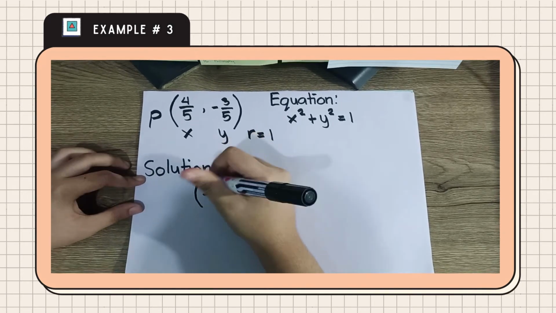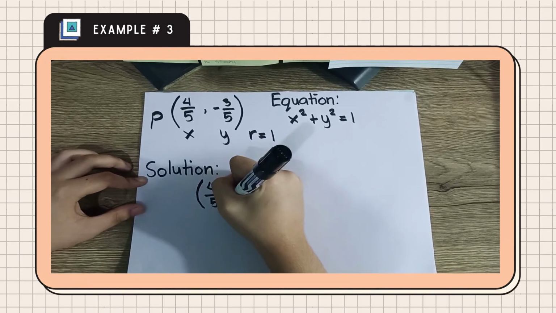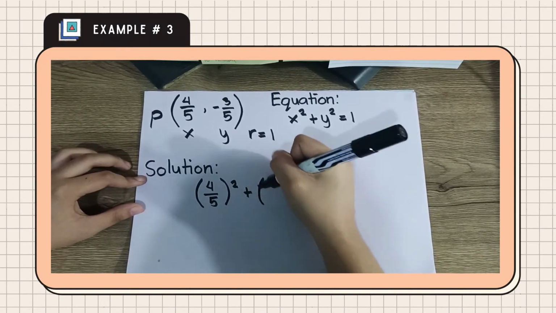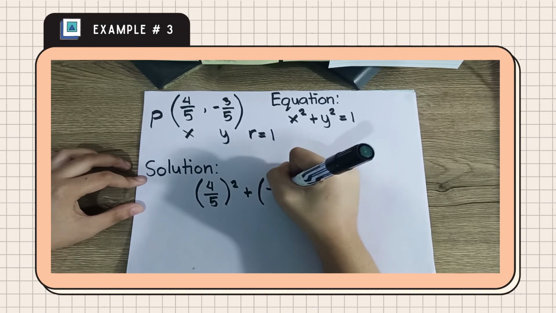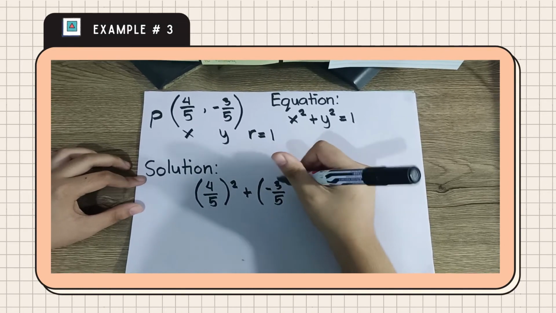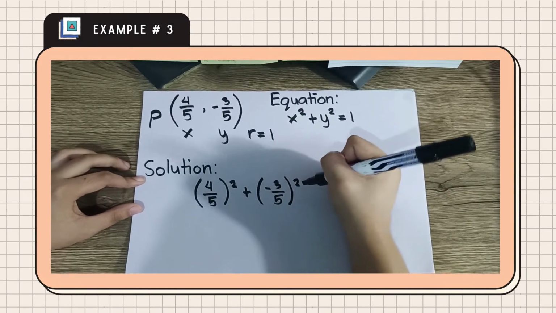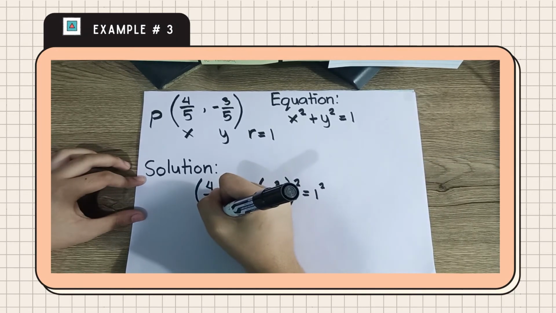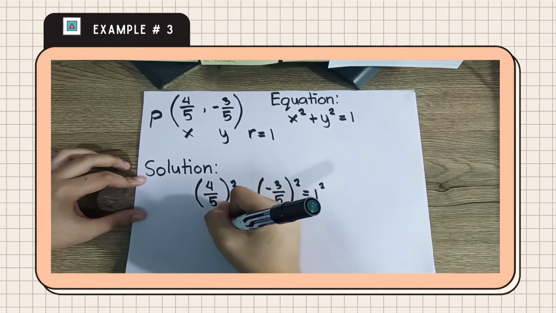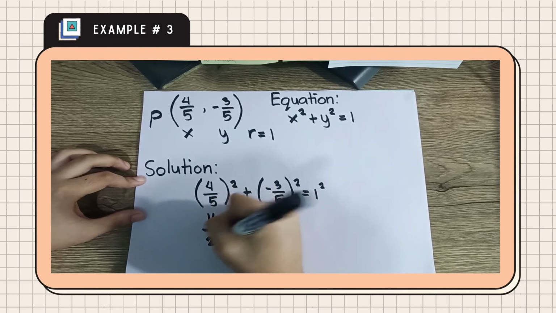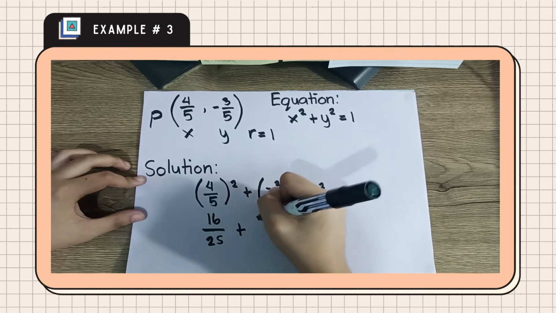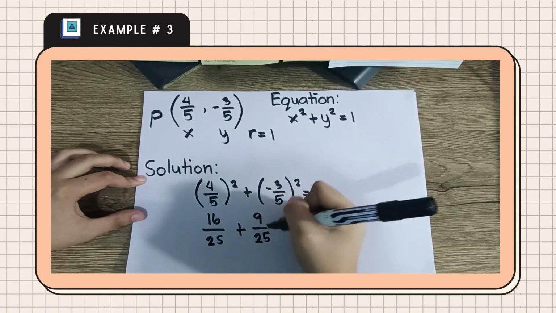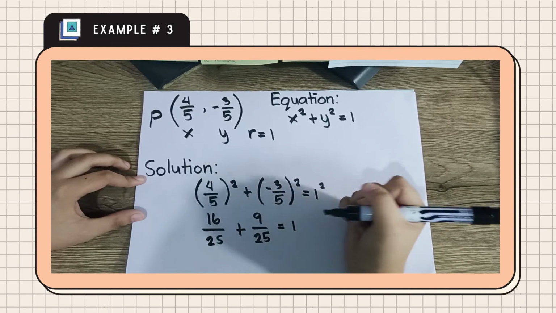4 over 5 squared plus negative 3 over 5 squared equals 1 squared. 4 squared is 16 over 5 squared, which is 25, plus negative 3 squared, which is 9, over 5 squared, which is 25, equals 1 squared, which is 1.